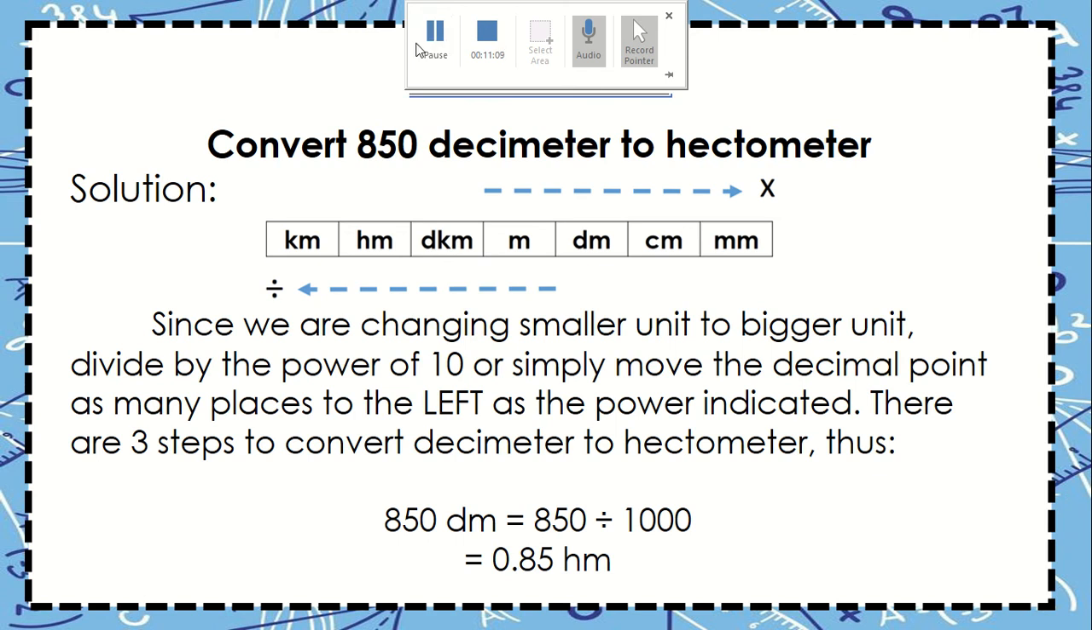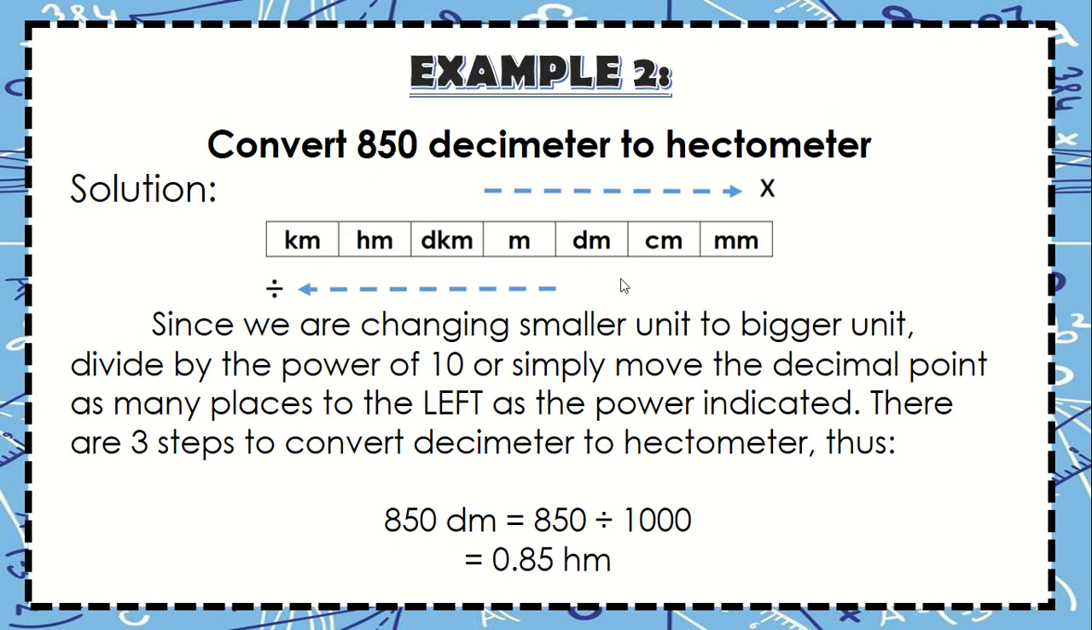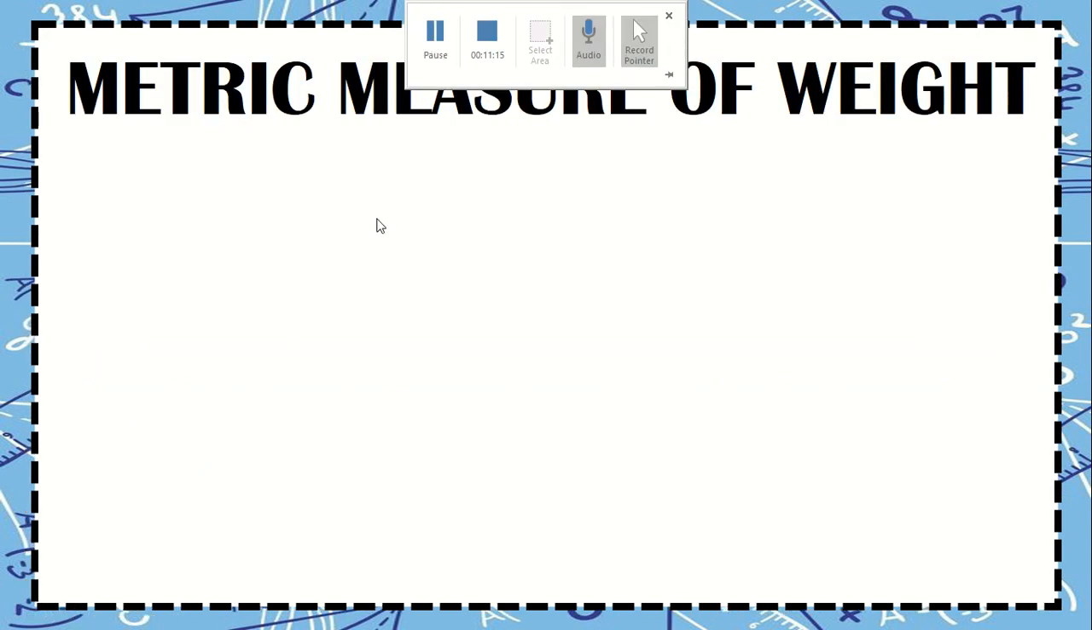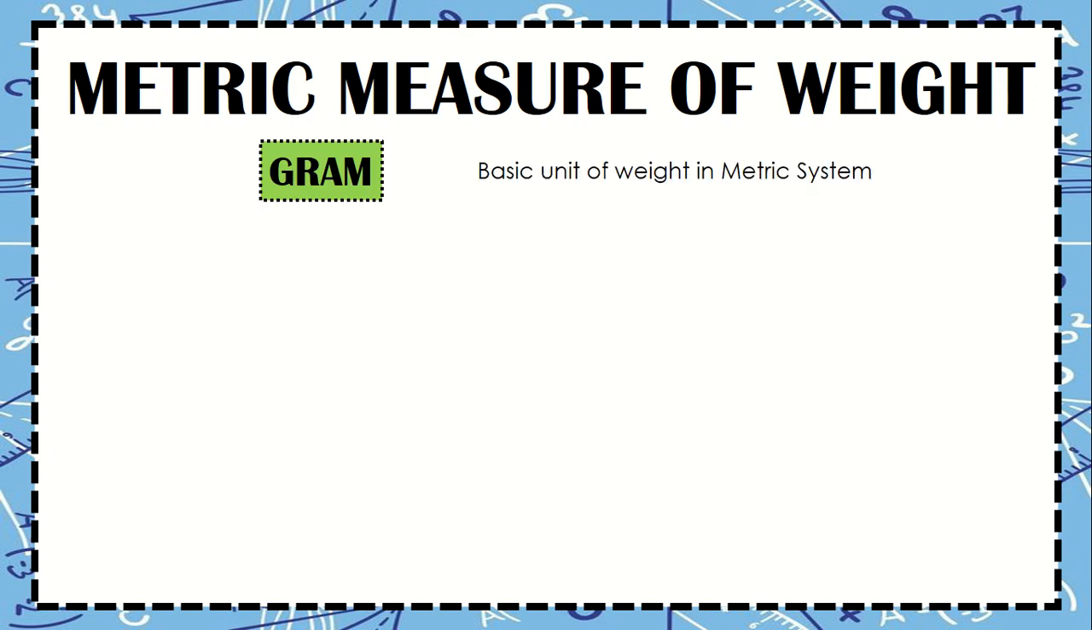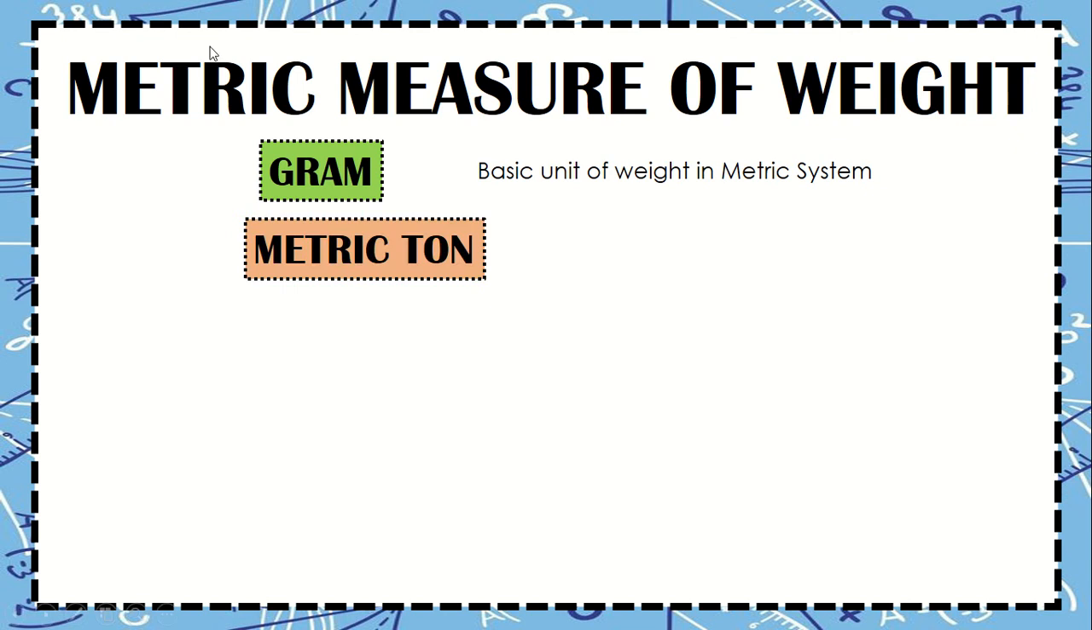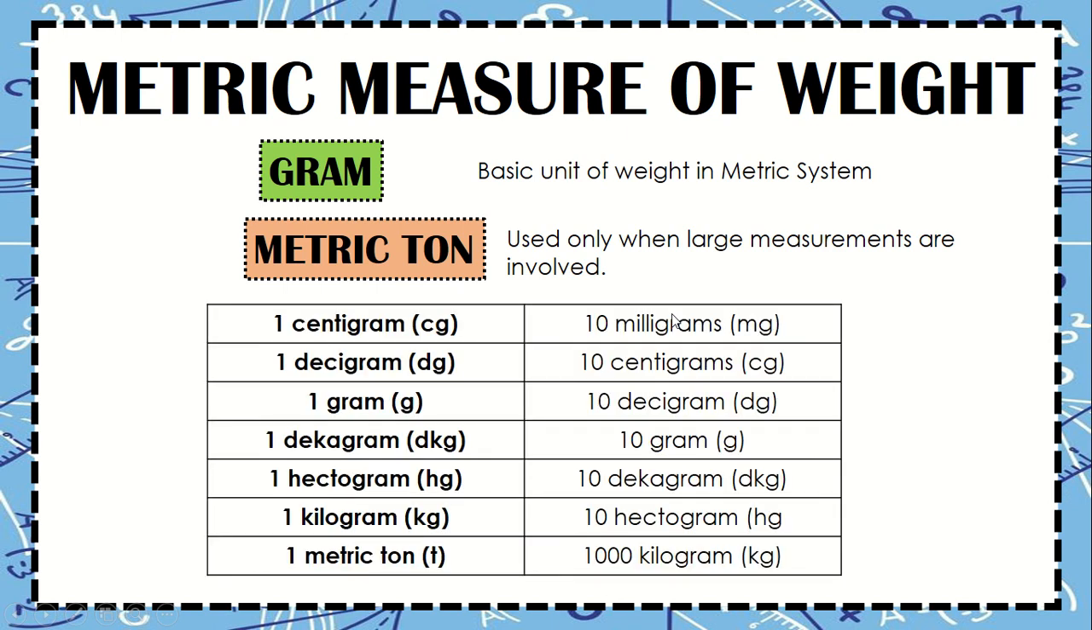Next, let us proceed sa ating metric measure of weight. So, kanina, length, ang basic unit ng length ay meter. Ngayon naman, ang weight, ang basic unit ng weight ay gram. So, gram is the basic unit of weight in the metric system. Metric ton naman is used only when large measurements are involved. So, yung mga sobrang bigat na mga bagay.